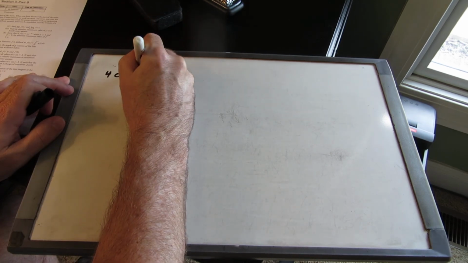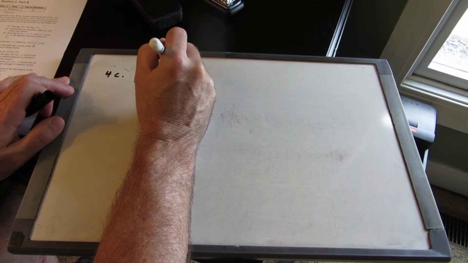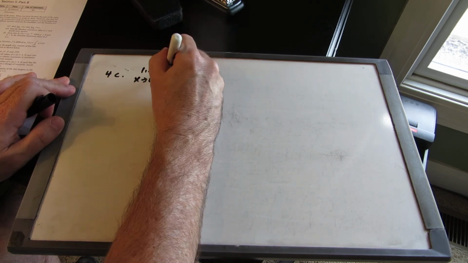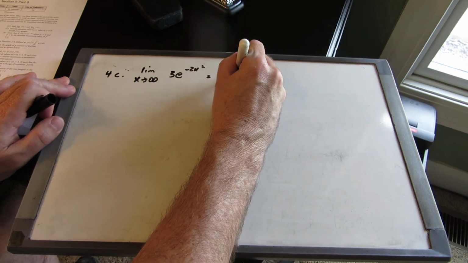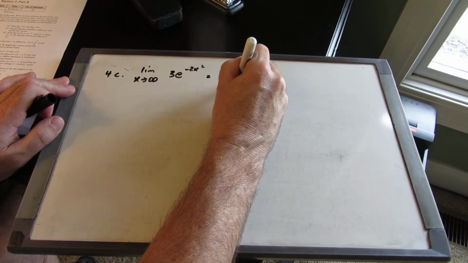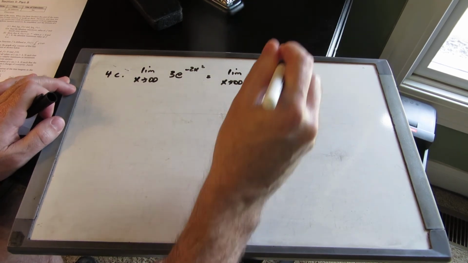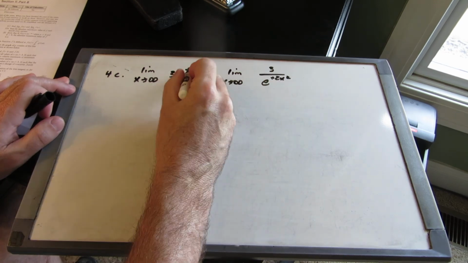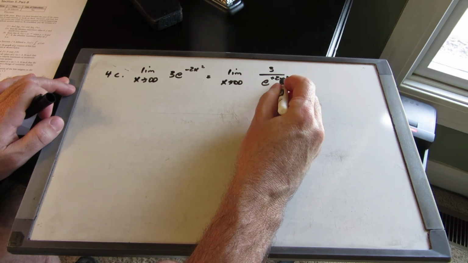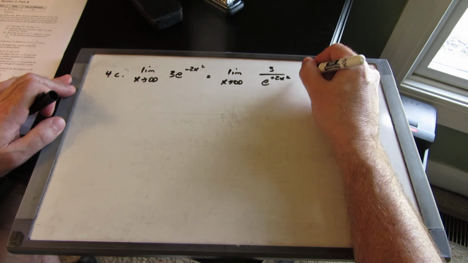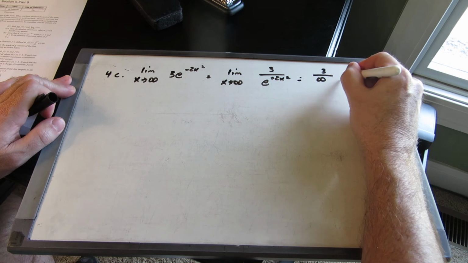So it says find the limit as x approaches infinity of f of x. So 3e to the minus 2x squared. Well, if we rewrite this as 3 over e to the, actually it would be plus, right? If we move all that to the bottom, it makes the exponent positive, so plus 2x squared. And you plug in infinity, that's the same as 3 over infinity, which is just going to be 0.